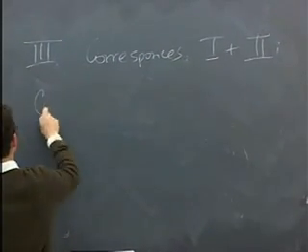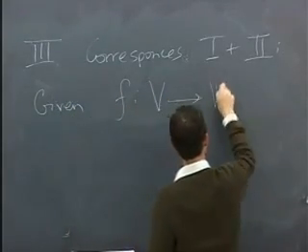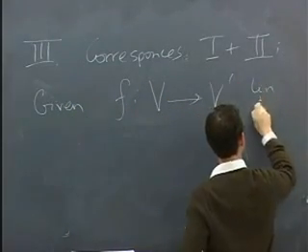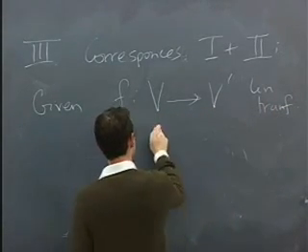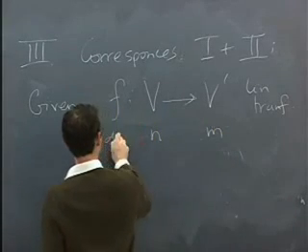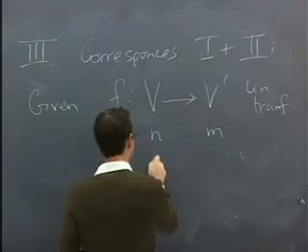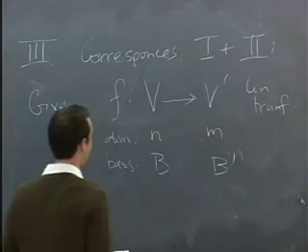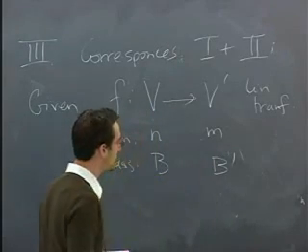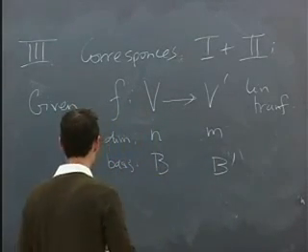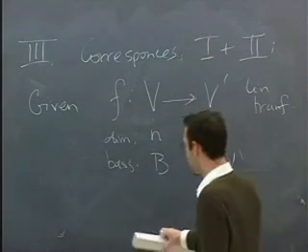Well, given some linear transformation from, say, V to V prime. So this is just some linear transformation. And let's assume that these things have dimension n and m, and let's just equip them with bases B and B prime. So these are finite dimensional vector spaces of dimension n and m, and I equip them with these bases B and B prime. We know we can always equip a vector space with a basis. At least we showed that in the finite dimensional case.